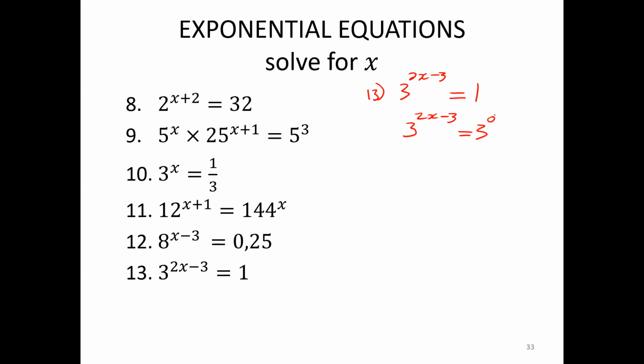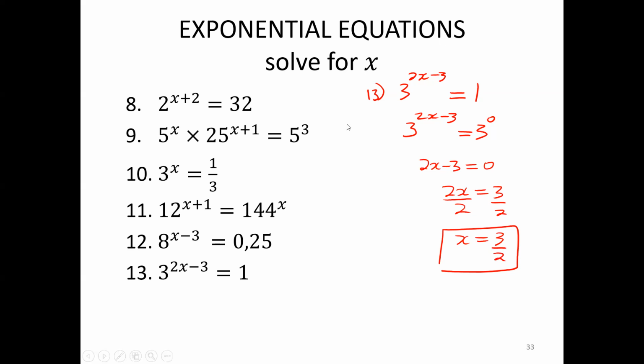It is 0. 1 can be changed to any base as long as that base is raised to the exponent of 0. Now that the bases are the same, you just drop the bases and you equate the exponents. So you'll end up having 2x is equal to 3. Therefore, x will be equal to 3 over 2. And that will be the solution. Number 14.